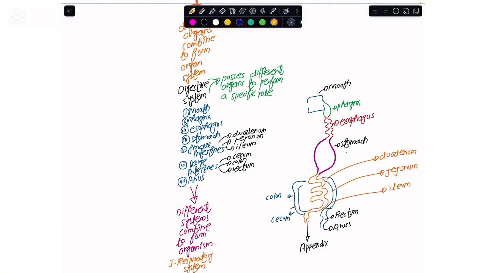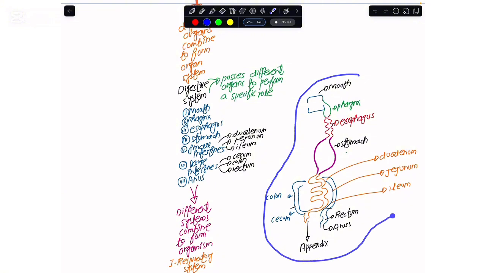If you look at the diagram, here you see this is the mouth that we have. Here we have the pharynx. Moving onward, this tubular structure that carries the food from the pharynx to the stomach is the esophagus. And then here we have the stomach, like the one we have looked at above. And here we have the small intestine, and we have the large intestine.